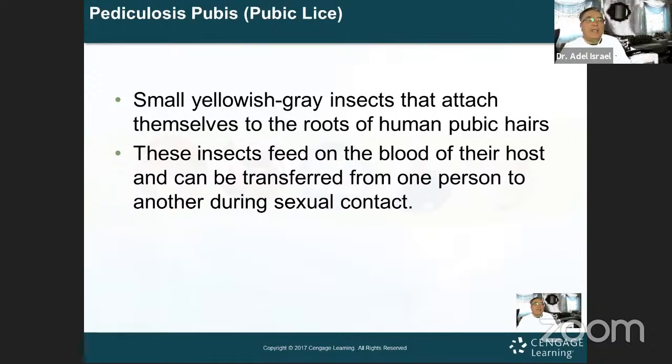Another silly disease affecting the mons pubis hair, which is the pubic hair, we call pediculosis. Like pediculosis capitis, which is in the scalp, and also we have pediculosis of the body, so we call it corporis, and pediculosis of the pubic hair. This will also be transmitted by sexual act, and of course this is due to very bad hygiene.